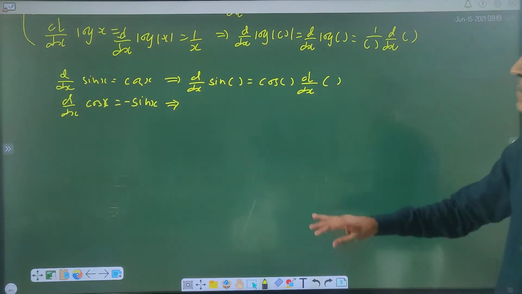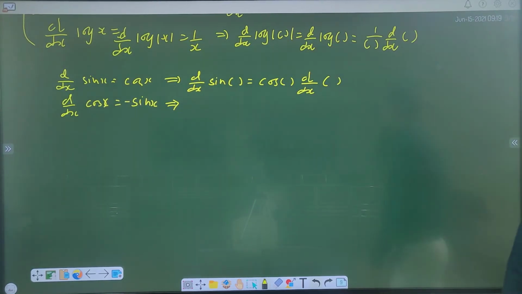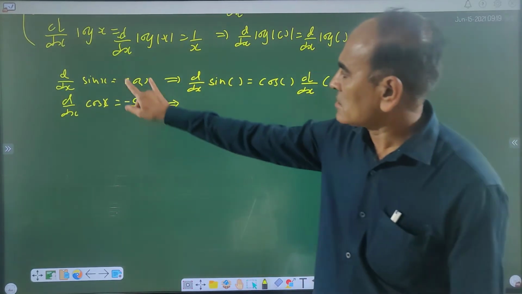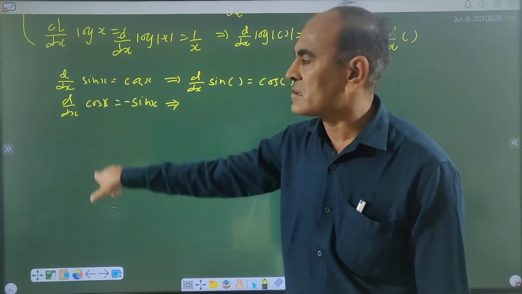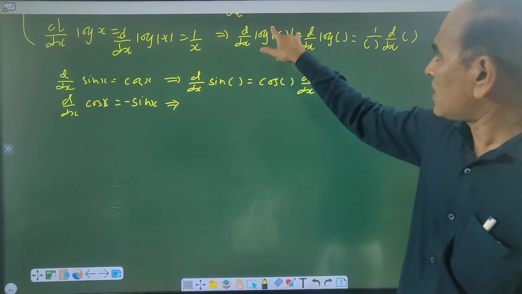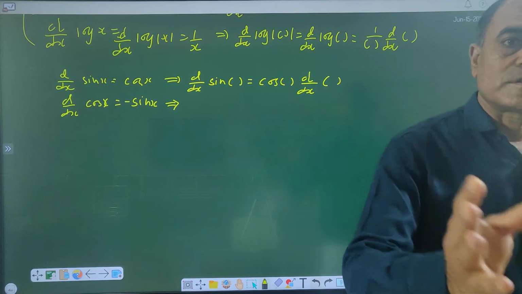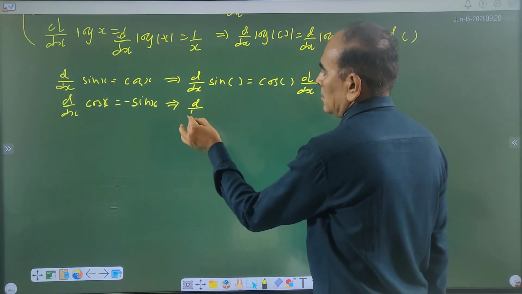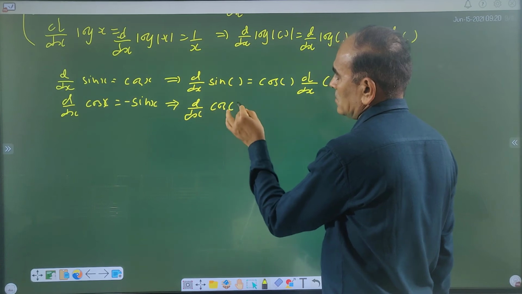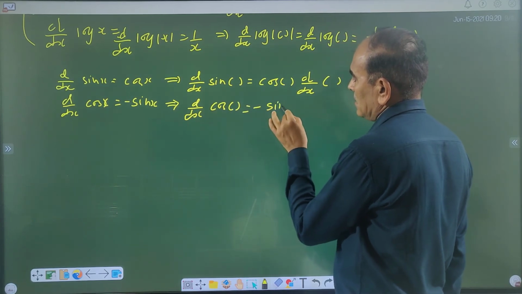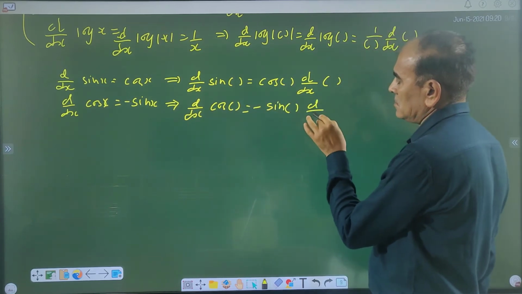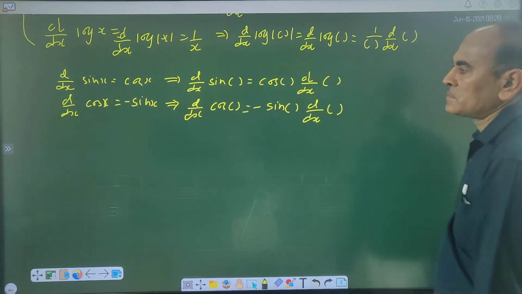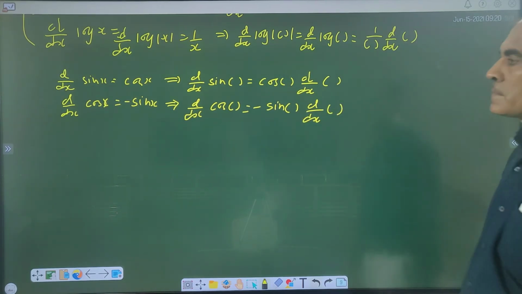We already saw all these forms in 11th science, but we only saw a single variable x, that means single functions. As far as 12th is concerned, we have to see composition of functions. So next one, d by dx of cos of some function is minus sin of that function times d by dx of that function. Clear?